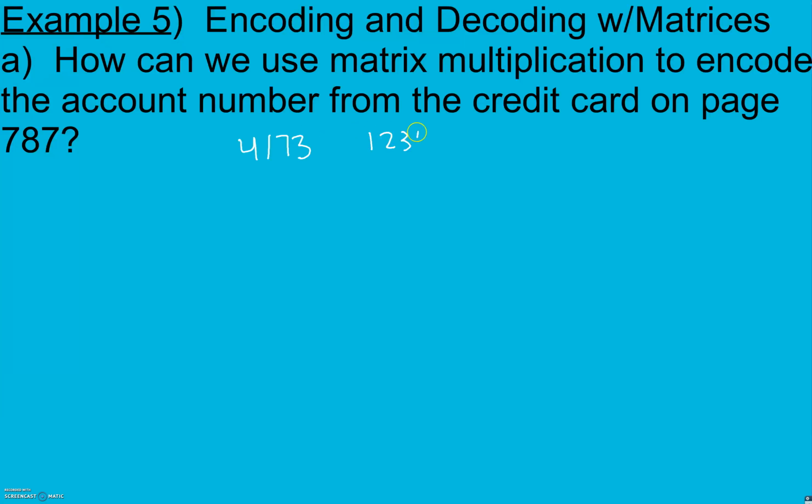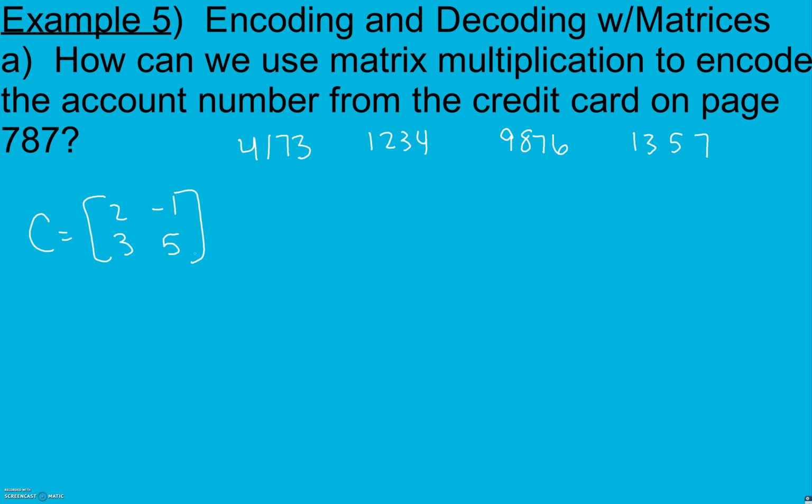1 2 3 4 9 8 7 6 1 3 5 7. And the coding matrix that they're going to use here is 2, negative 1, 3, 5. It doesn't matter which matrix we use there as long as it has an inverse. We can't use a singular matrix. It has to have an inverse, but we can use any matrix that has an inverse.